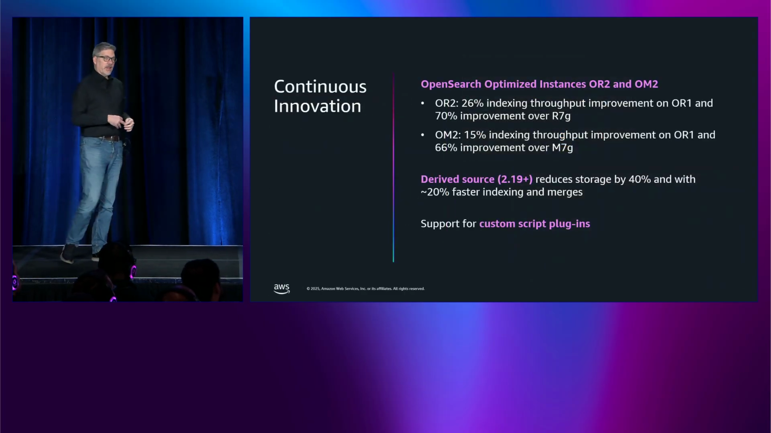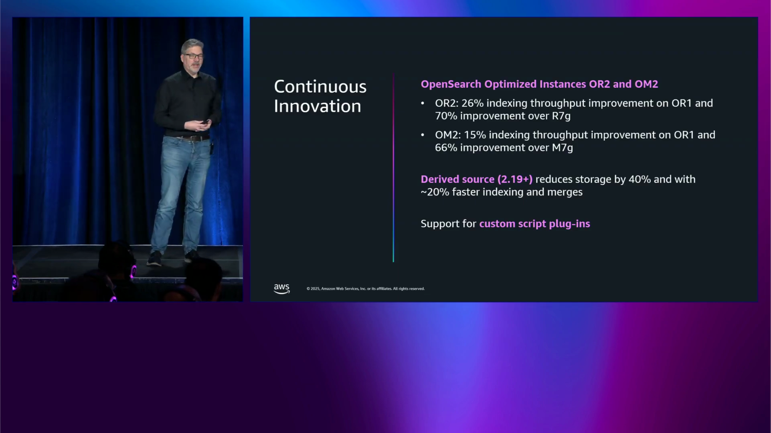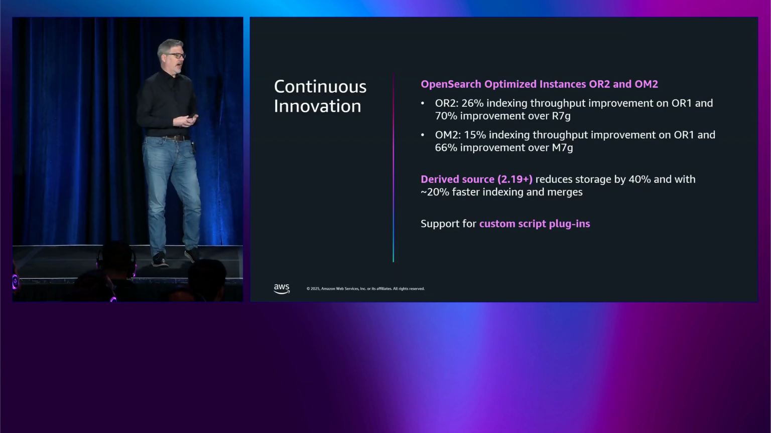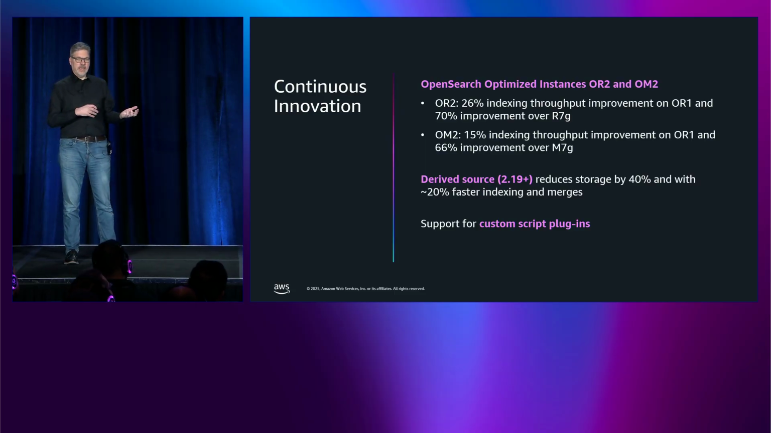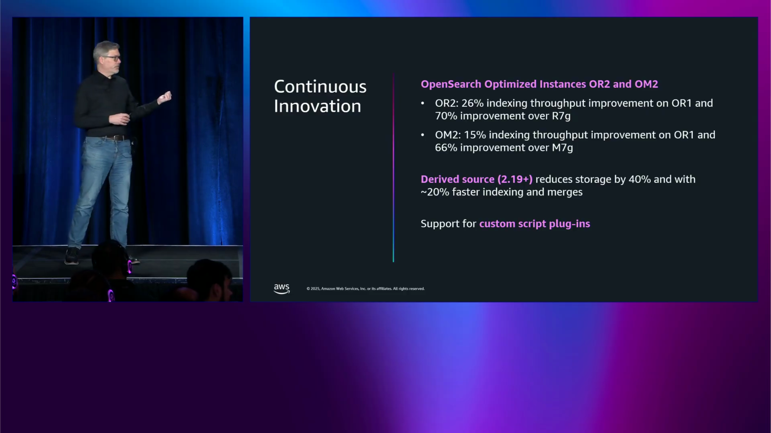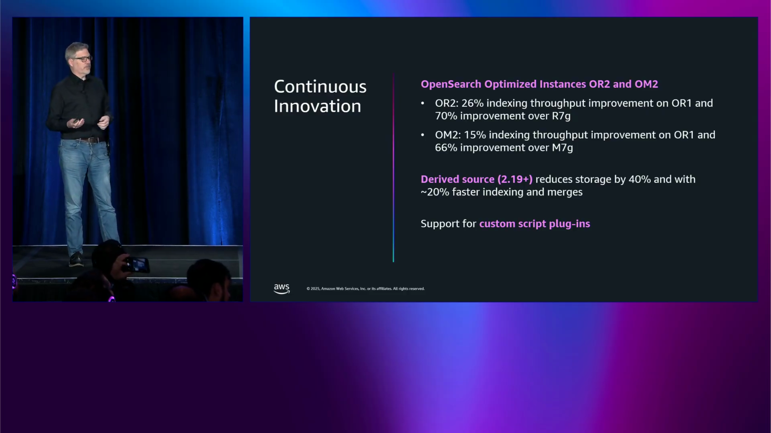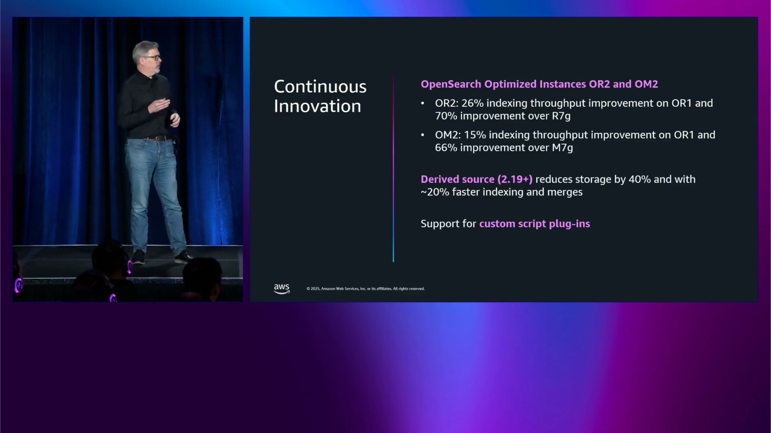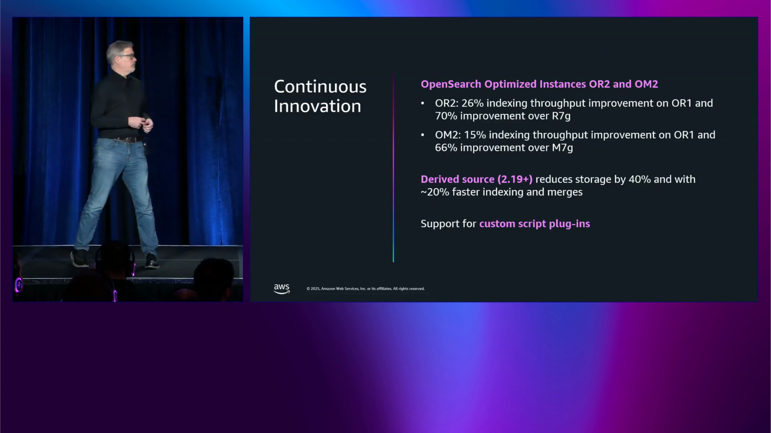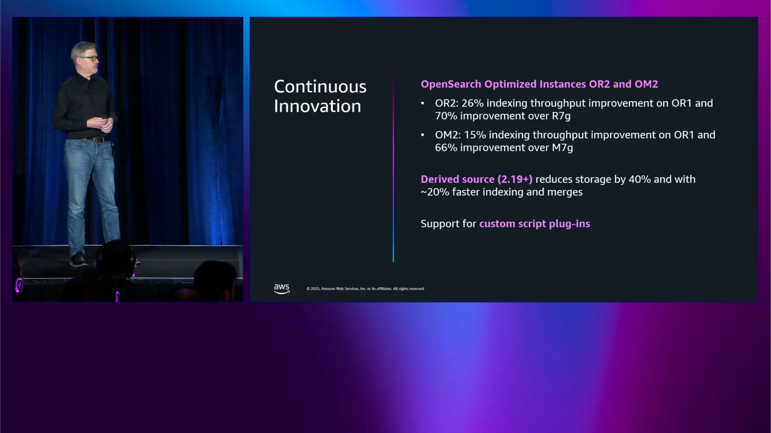A few other things I wanted to call out. The OpenSearch optimized instances, I mentioned those before. These are high indexing, high throughput instances that are backed by S3. We launched the OR1 last year. This year we launched our second generation with the OR2, and we also launched our first M series of the OpenSearch optimized, the OM2. The OR2 has a 70% improvement in indexing throughput over an R7G. The OM2 has a 66% improvement over an M7G, and we'll continue to see improvements on those generations. So definitely check those out if you have not already and you have high indexing workloads.